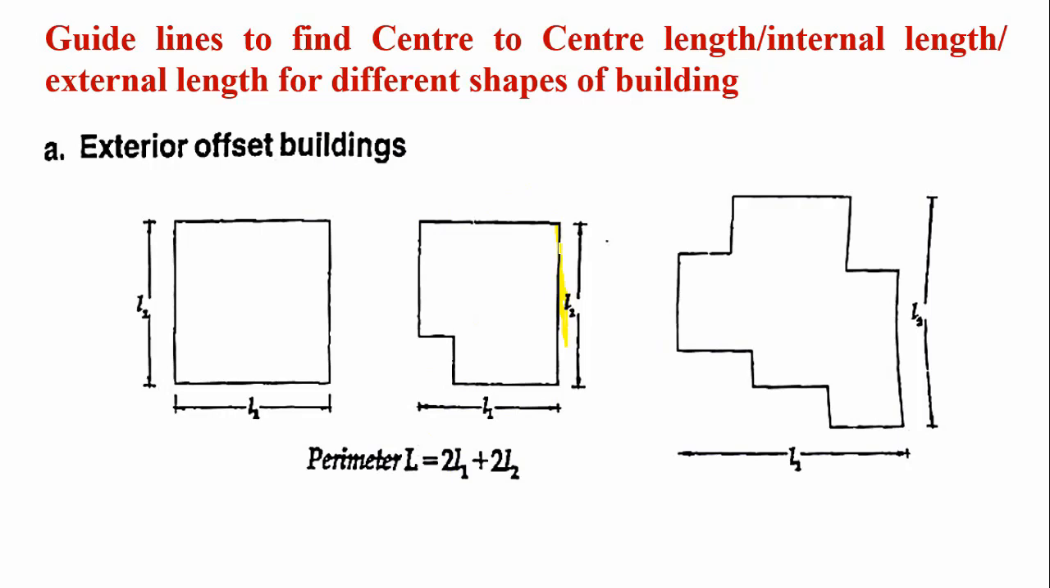Similarly, if you see this wall, this is L2 they have given. Next, if you take this length and this length and add them up, again it will be L2 itself. This is L2, this is L2. Therefore we can easily write it as L2. So easily you can calculate 2 times L1 plus 2 times L2, right? Whenever we have an exterior offset building, we can easily calculate it.